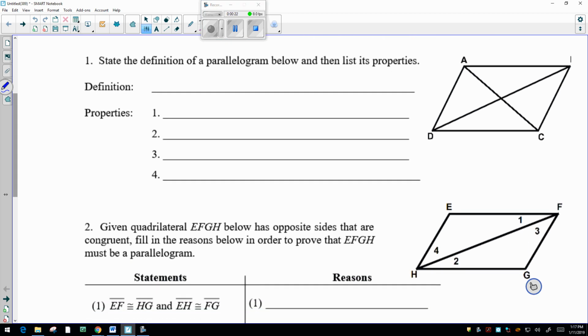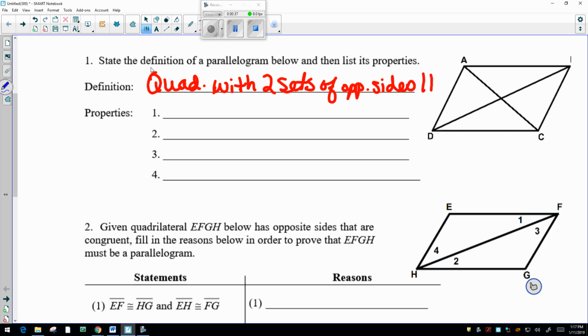So our basic definition of a parallelogram is a quadrilateral, so a four-sided figure, with two sets of opposite sides that are parallel. Okay, so properties that come with that.